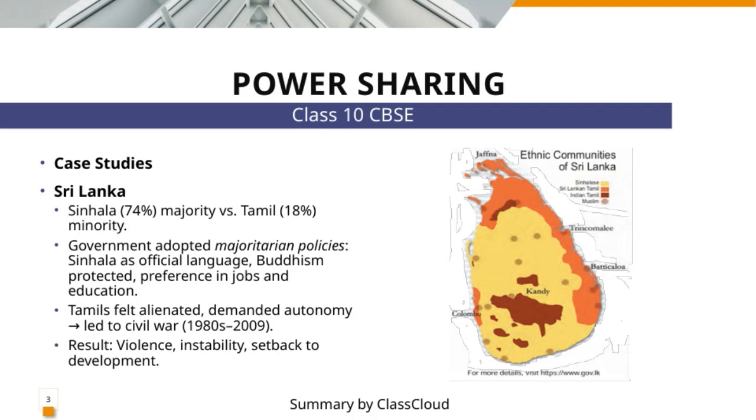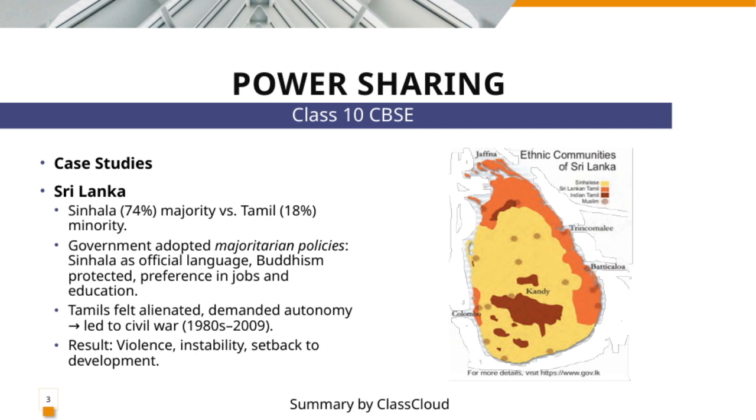Let's look at the case study from Sri Lanka under Class 10 CBSE. The country has a Sinhala majority, making up about 74% of the population, while Tamils are a minority at around 18%. The government adopted policies that favored the majority, such as making Sinhala the official language and protecting Buddhism. They also gave preference in jobs and education to Sinhala speakers. This led Tamils to feel alienated and marginalized, which caused them to demand greater autonomy. These tensions eventually escalated into a civil war that lasted from the 1980s until 2009.